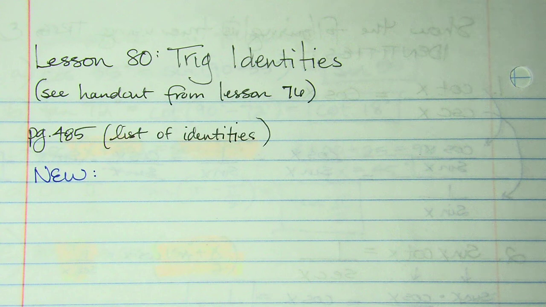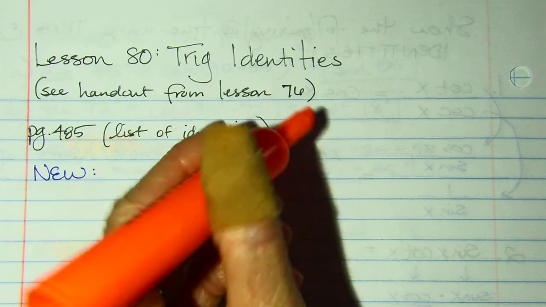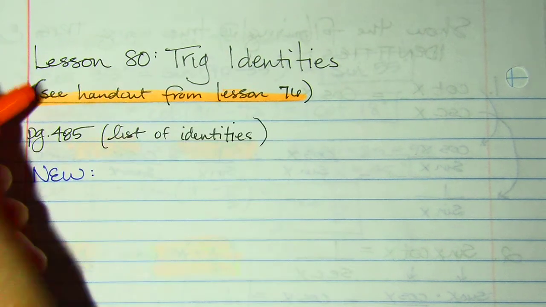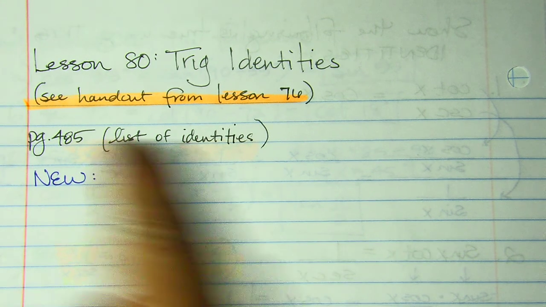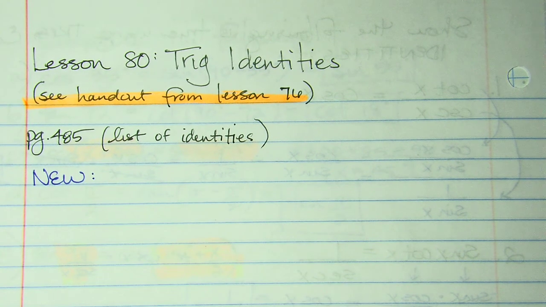We're going to cover lesson 80, which has more trig identities. So I did attach a handout that has all the trig identities in lesson 76. I would advise you to print it and have that in your book or in your notebook or wherever, and you can always reference it. It also has the unit circles on it. In your textbook, page 485 also lists a bunch of identities.